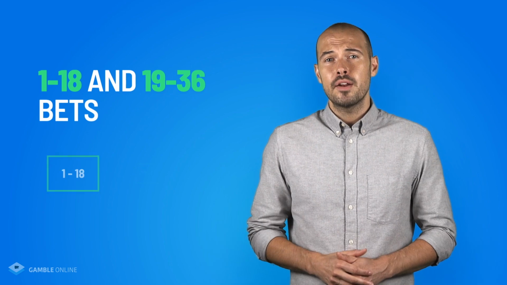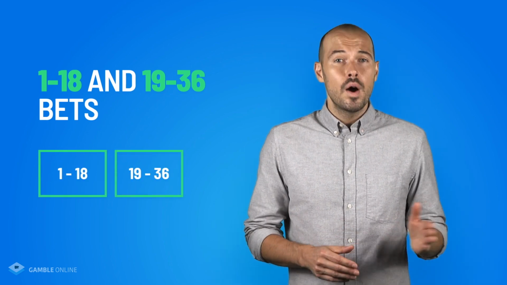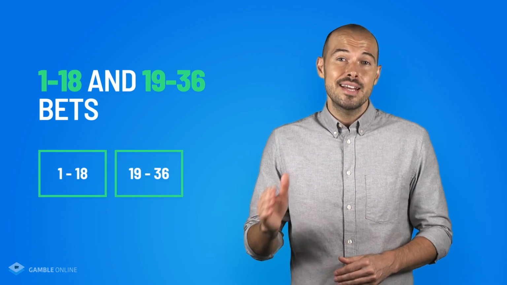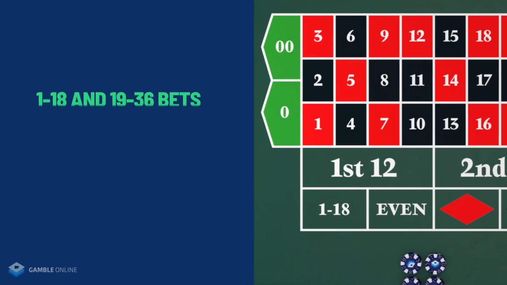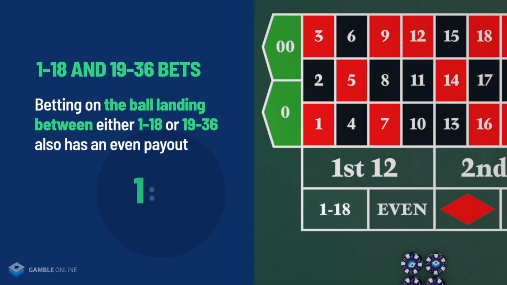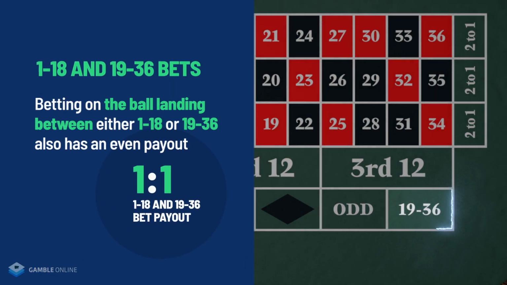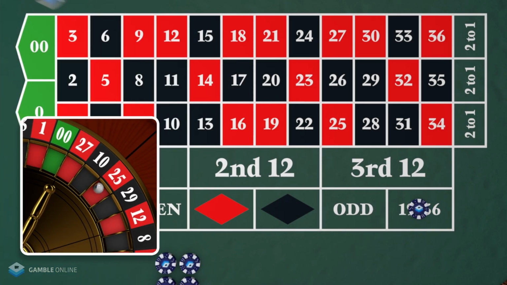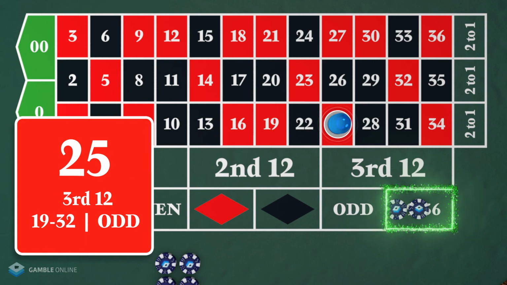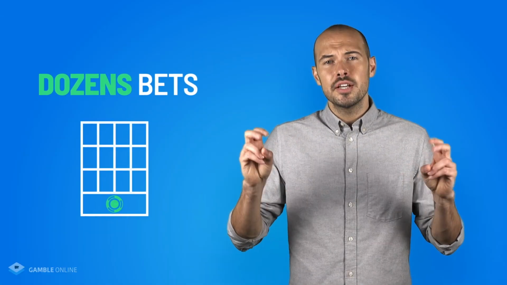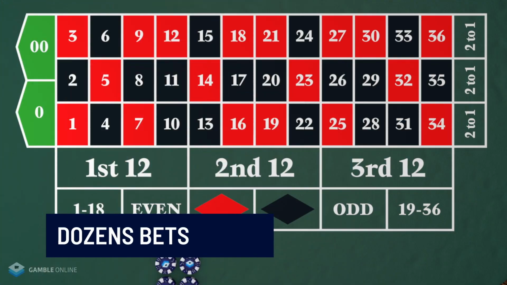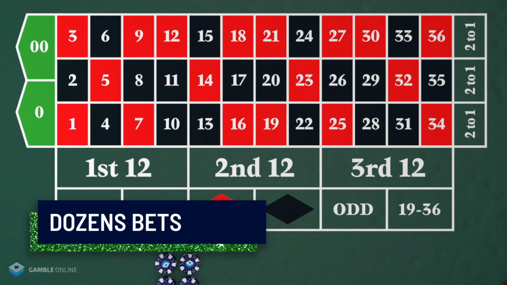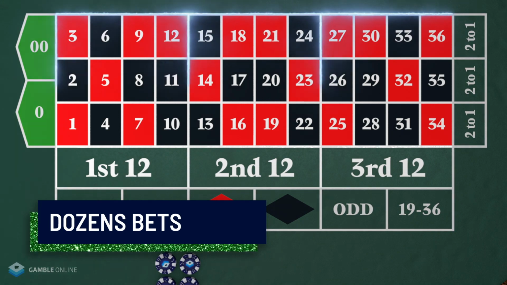You can also make a bet on the ball landing on any number between 1 and 18, or any number between 19 and 36. These bets pay even money as well. Self-explanatory, but let's say you place your bet here on the table for the 19 to 36 option, and the ball spins and stops on 25. You win the bet. Next up, let's look at the dozens bets. You can find 3 options for this type of bet, located here on the roulette table, and they go as follows.